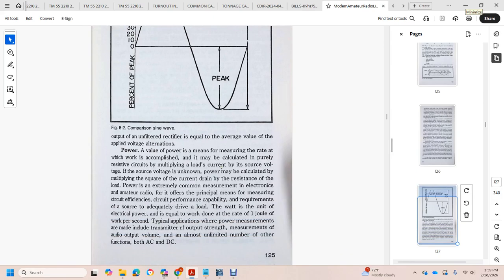Power value. Power is the measure of the rate at which work is accomplished. It may be calculated in a purely resistive circuit by multiplying the load current by the source voltage. Power may also be calculated by multiplying the square of the current by the resistance of the load.